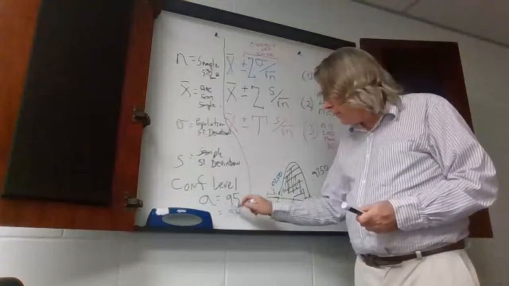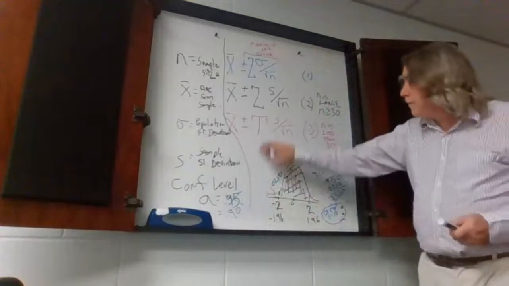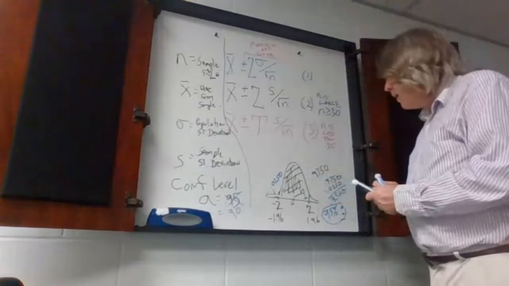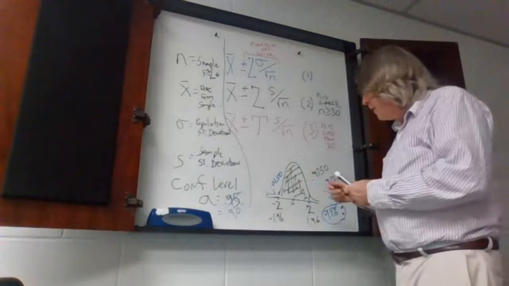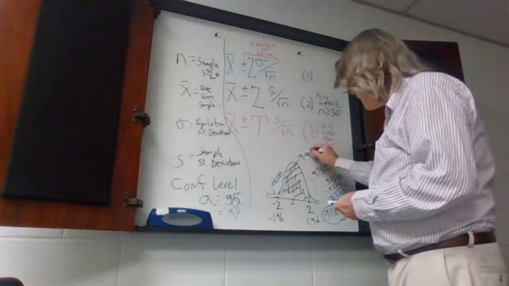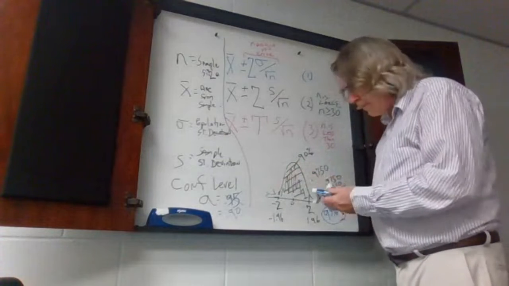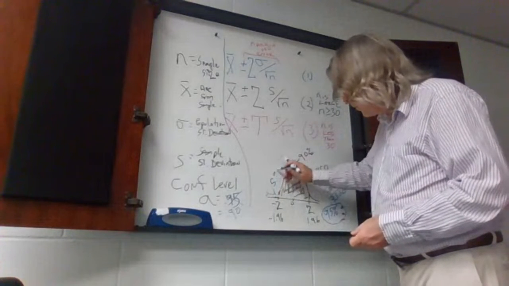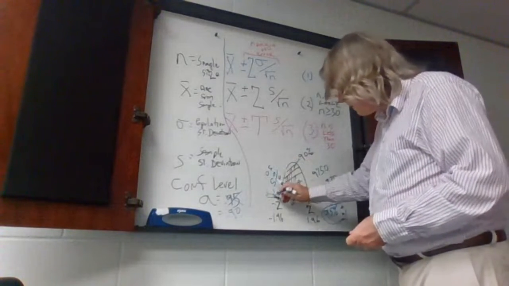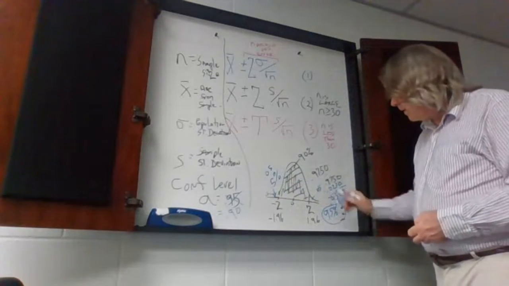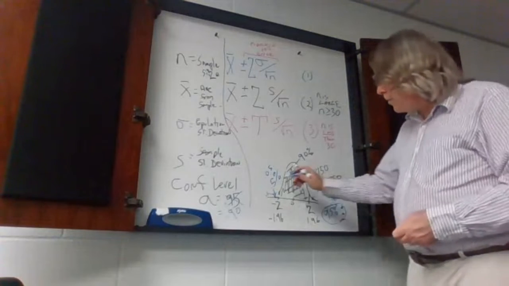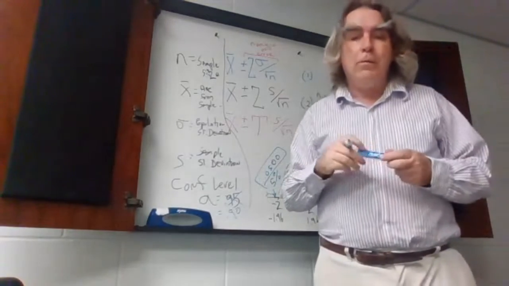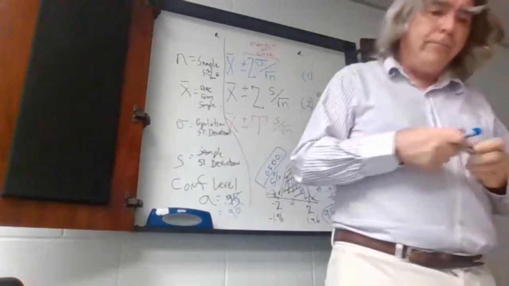If we wanted alpha to be 90%, we're going to have a different Z here. And by the way, we're going to end up with a different T as well. Now, to find this, if this in the middle is 90% instead of 95%, how much is in each tail? 5%, or 0.05 is in this tail, and 0.05 is in that tail, right? What Z value has 0.0500?